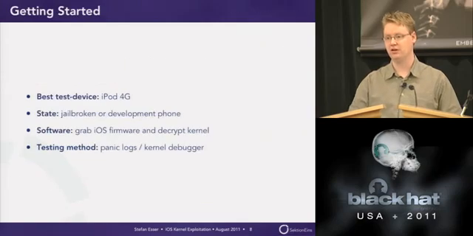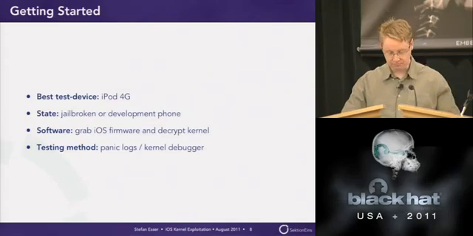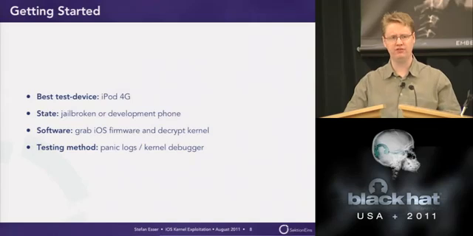So when you want to get started exploiting, first you need a device. I recommend getting an iPod 4G because it's very similar to an iPhone 4, and you don't have this GSM and CDMA stuff, which would stop you from downgrading or make it harder to downgrade to older versions of the software. In addition, it still has a boot ROM exploit, so it's very nice to start with. But of course, you can take your iPhone or your iPad, as long as you can actually work with it.